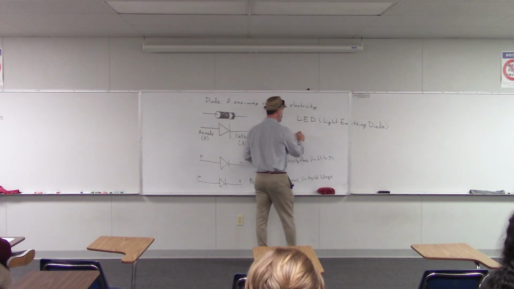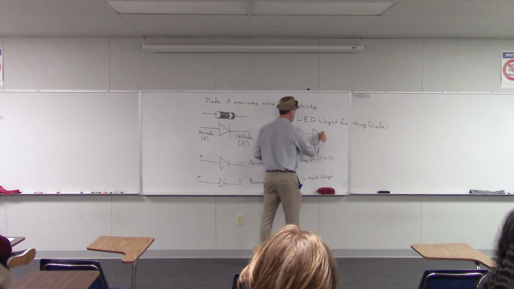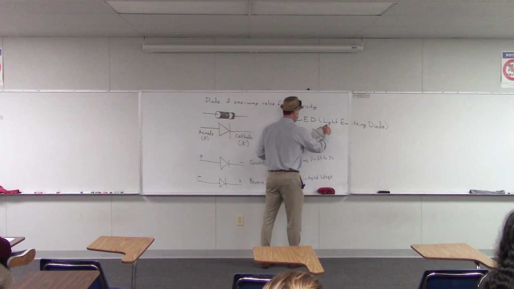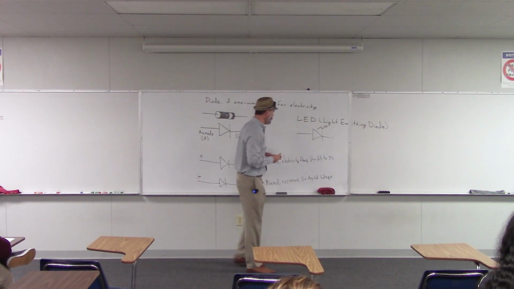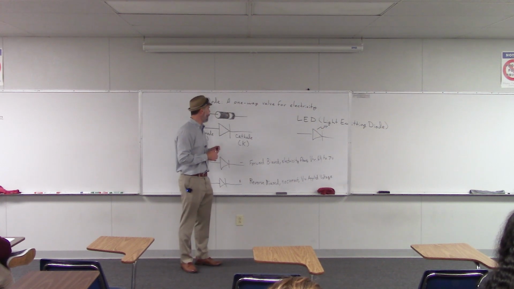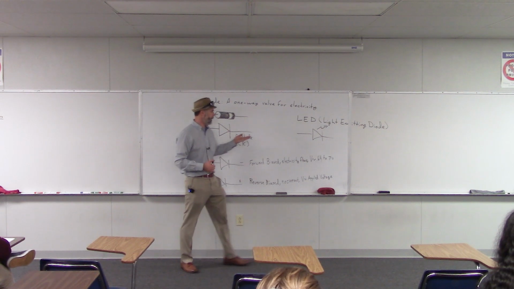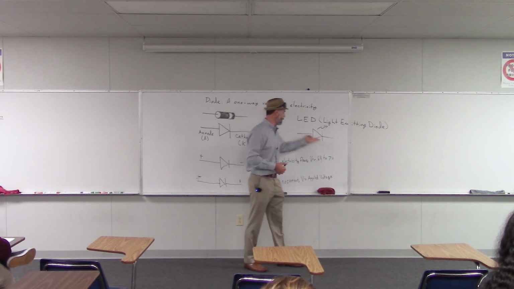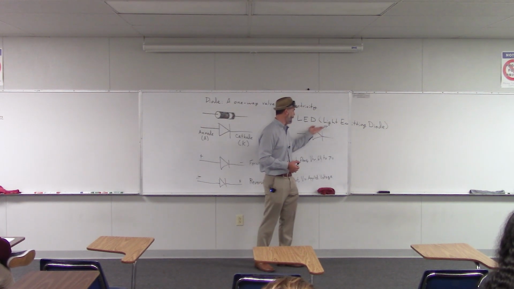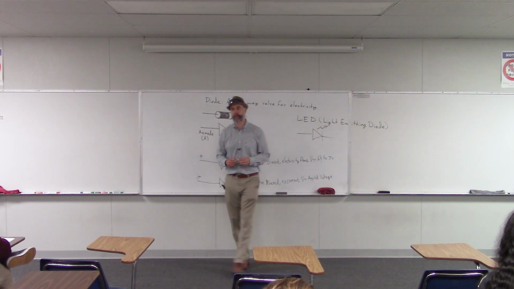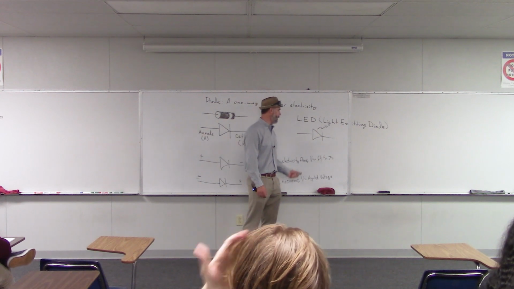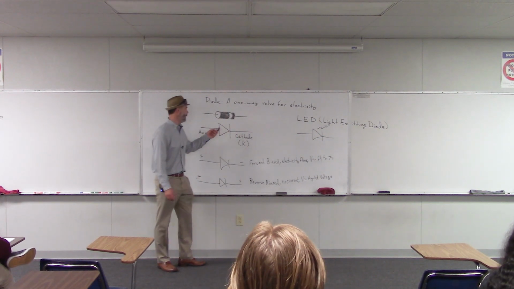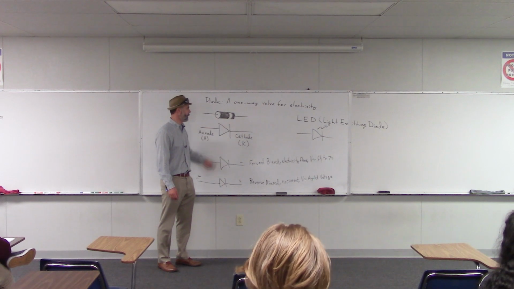And the symbol for an LED looks just like a regular diode symbol, but it has a little arrow coming out to symbolize light. LEDs are one-way valves for electricity, just like every other diode. The difference here is that when electricity flows through an LED, that LED creates light. Also, the chemistry inside of LEDs is a little bit different than the chemistry and materials that are used inside of other types of diodes.